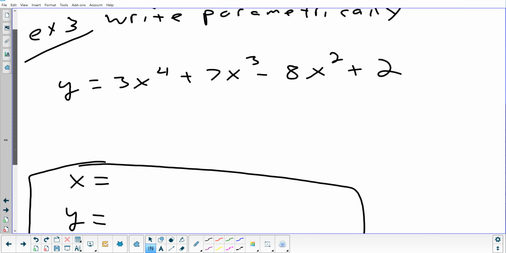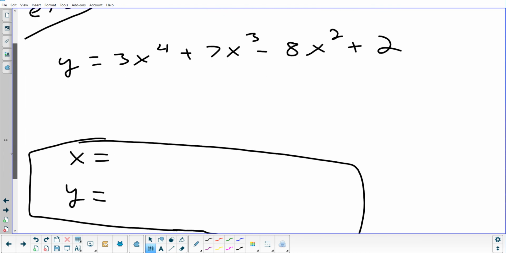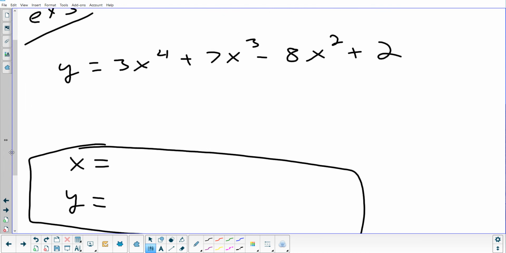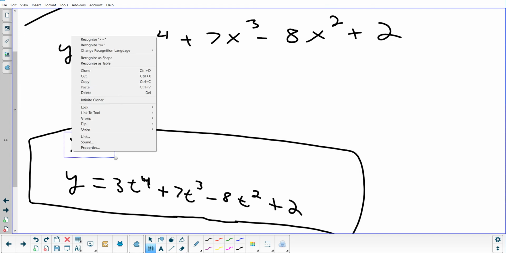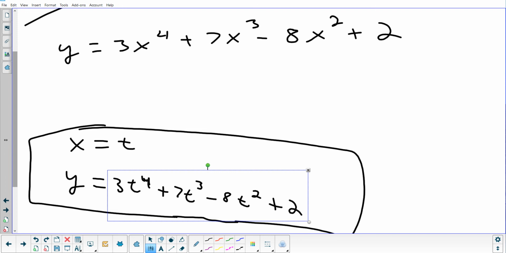All right, let's try this one. So I want to take this problem and rewrite it parametrically. So what would I let x equal? Yeah, just let x equal t. And how would I get my y equation? T to the 1 second, t to the third, minus 8, t to the second, plus 2. Yeah, just change all the x's to t's. Now, if you do what we did two problems ago, solve the x equation for t. Okay, already done. And everywhere you see a t, you can substitute in an x. And then you get 3x to the 4th, and so on.